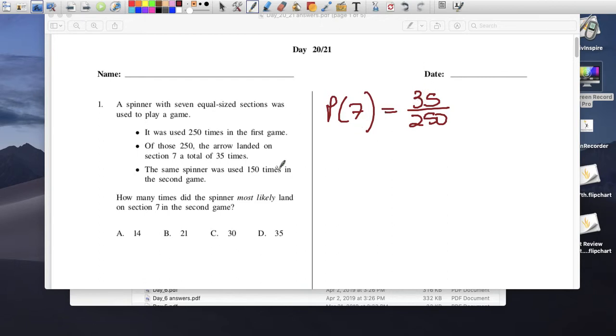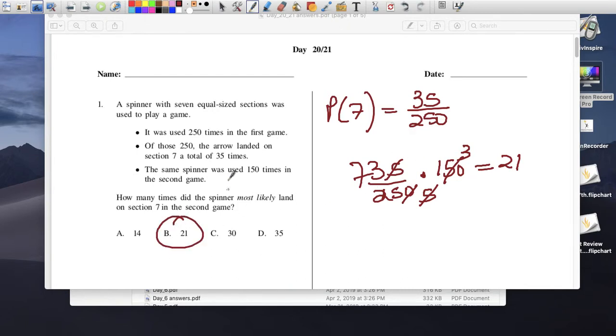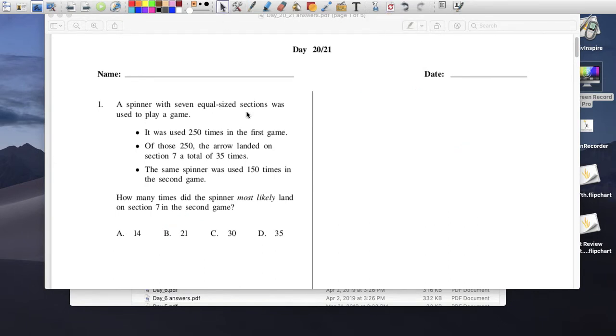And then the spinner was spun 150 more times in the second game. How many times did the spinner most likely land on 7 in the second game? So this is our probability from the first 250 times. We're going to use these results to predict out of 150 how many times it landed on 7. So it's 35 over 250, and we can simplify. So this is going to be 3/5. Simplify again, and 7 times 3 becomes 21. You could have just put that in your calculator, and you're still going to get 21. So that's using the experimental probability to make a prediction.